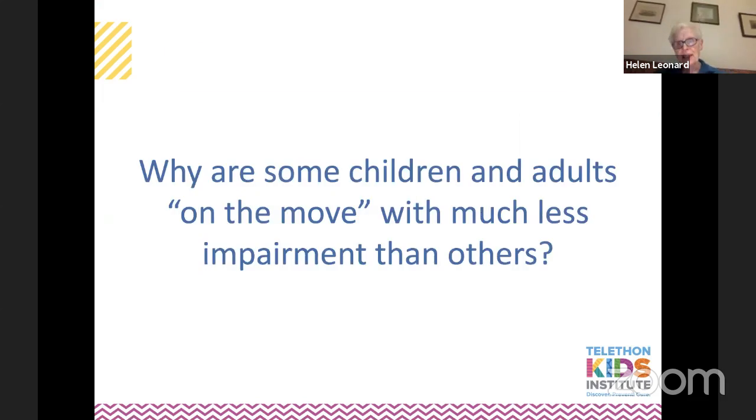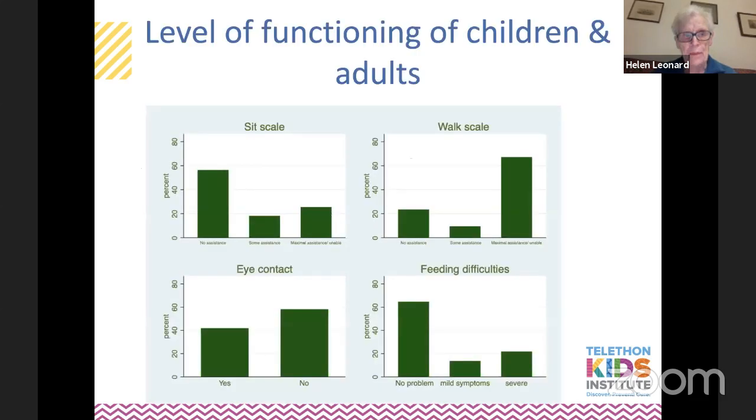We're particularly interested to know why some children and adults are on the move with much less impairment than others. So you can see the two on the top here, just under 60% are able to sit up independently, with about 22% unable to or requiring maximum assistance. If we go to walking, just over 20% can walk independently, and about 60 to 65% require the maximal assistance or are unable to walk.